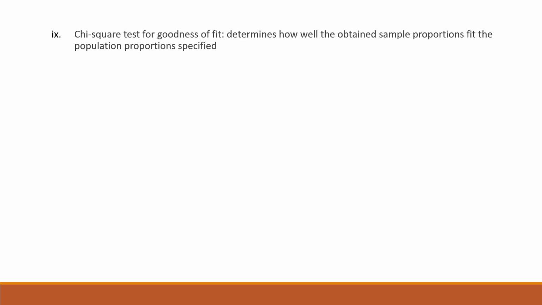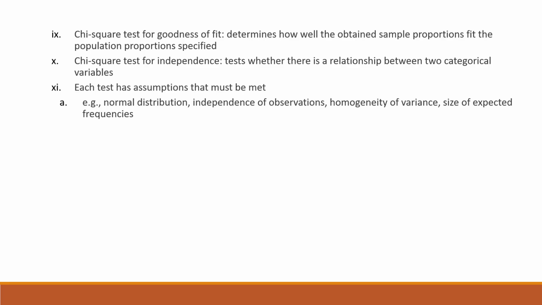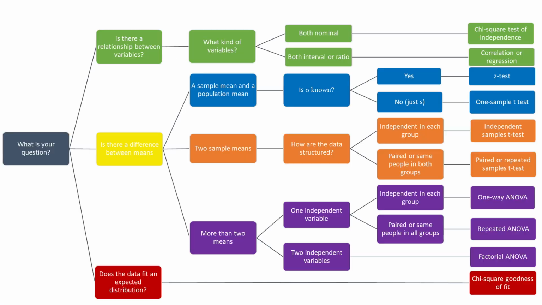Moving on, we have the chi-square test for goodness of fit, which determines how well the obtained sample proportions fit the population proportion specified. And we have the chi-square test for independence, which tests whether there's a relation between 2 categorical variables. And depending on what test you do, there's going to be assumptions that need to be met. A lot of the time, this includes normal distribution, independence of observations, homogeneity of variance, and size of expected frequencies. And if you need help to pinpoint these down or need resources on this, I'm happy to help with this.